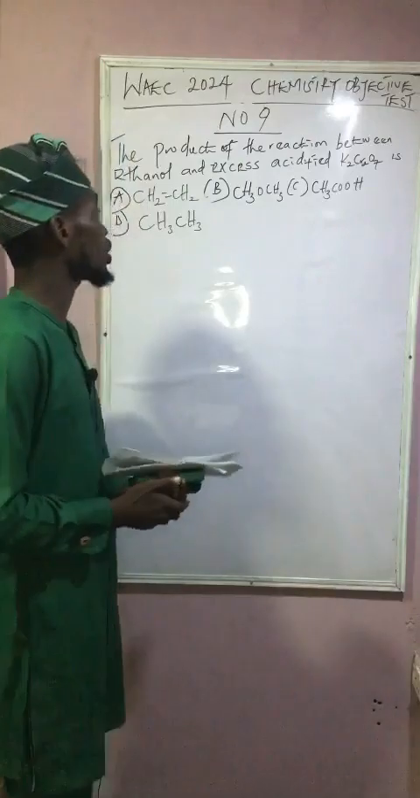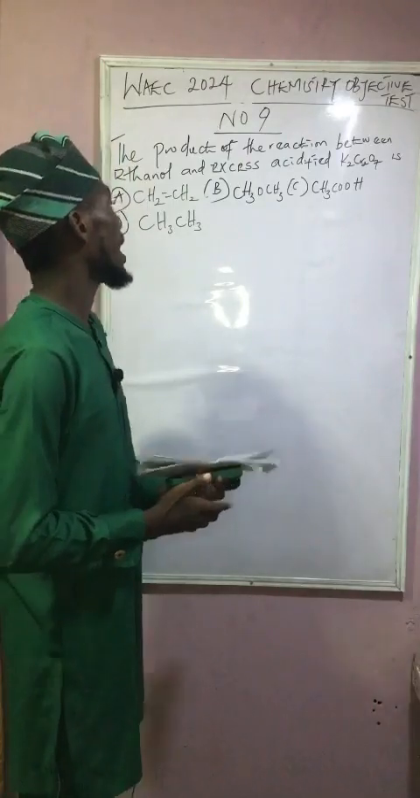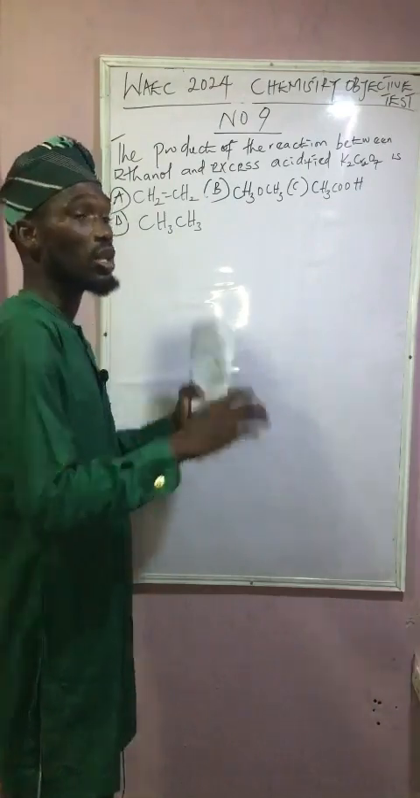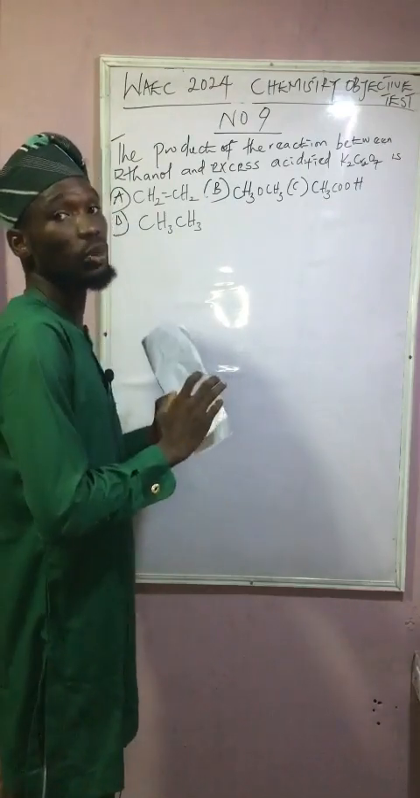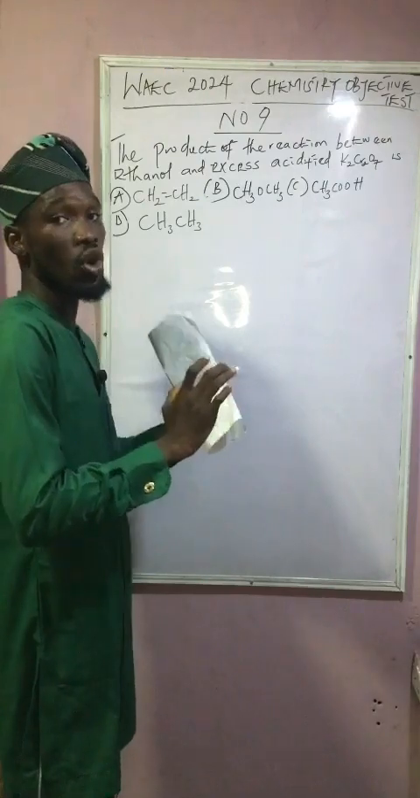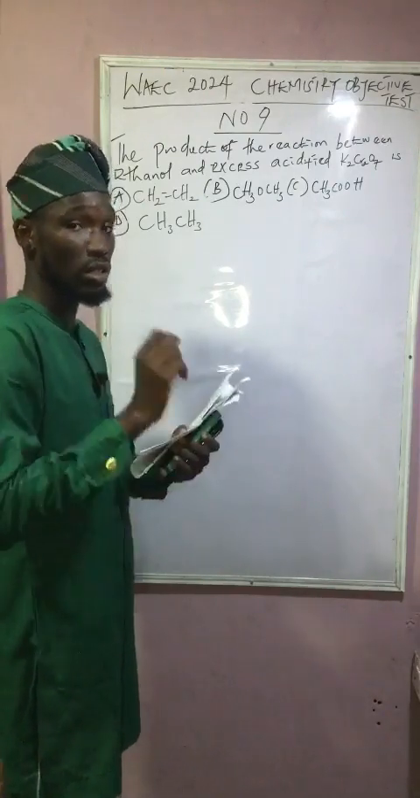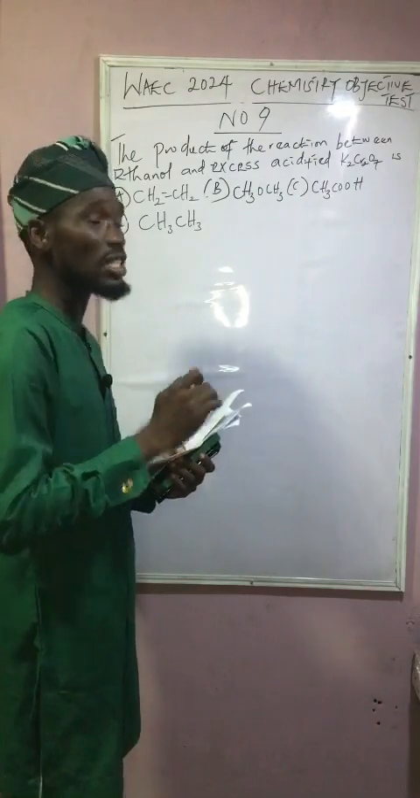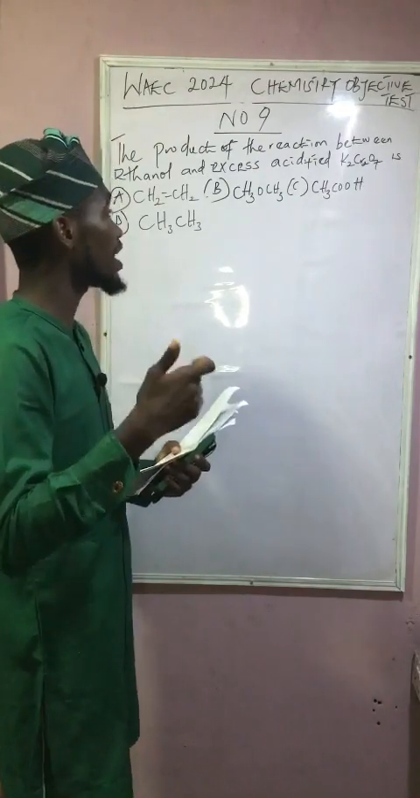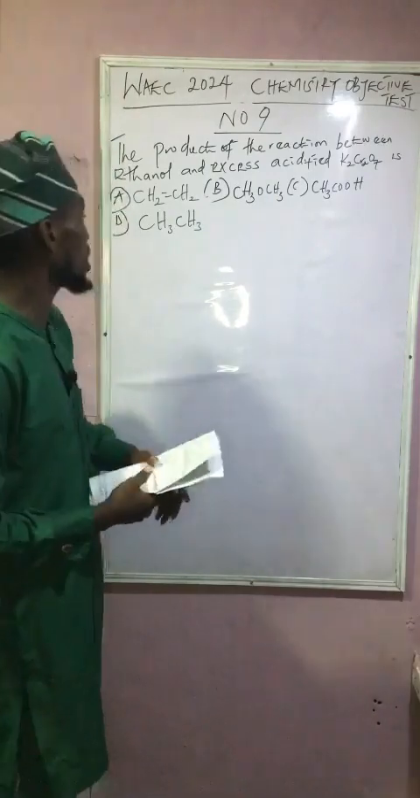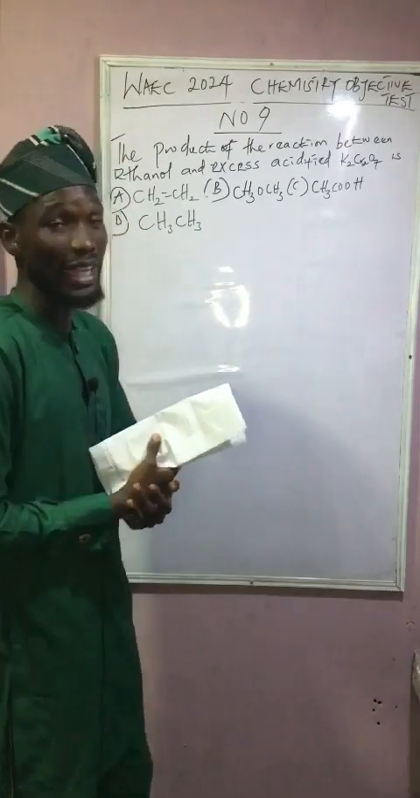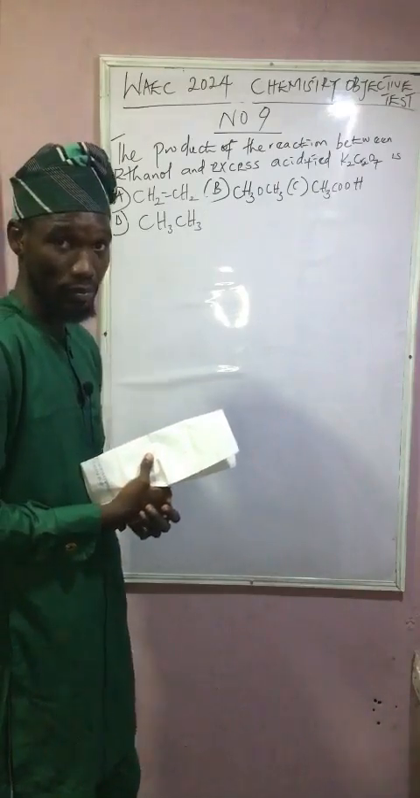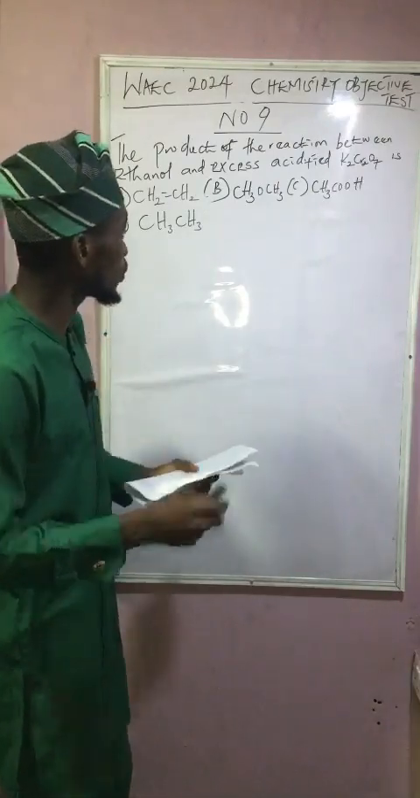The product of the reaction between ethanol and excess acidified potassium dichromate. One thing you should know is that this potassium dichromate is a strong oxidizing agent. Take note, potassium dichromate is a strong oxidizing agent. And how can we easily have our answer to this? The first option here is 18. We have ethanoic, and this we have ethane. So now back to what we have on the board.